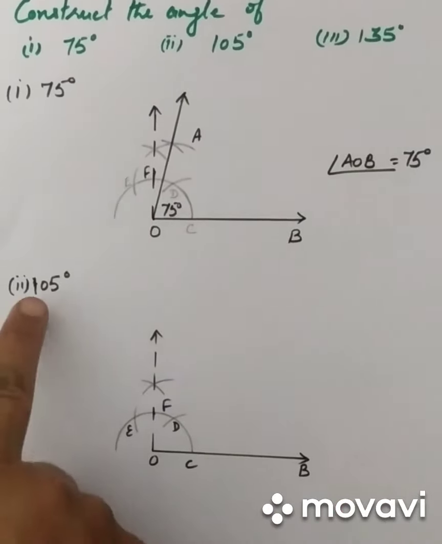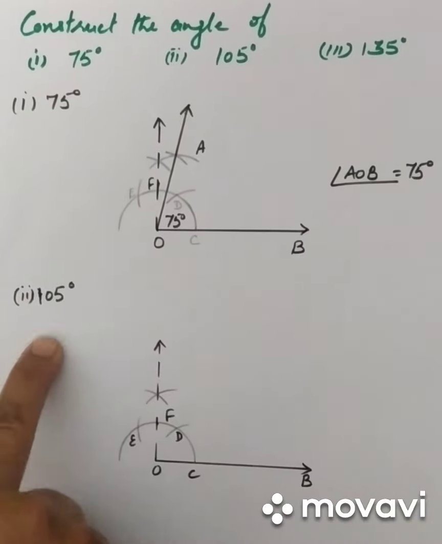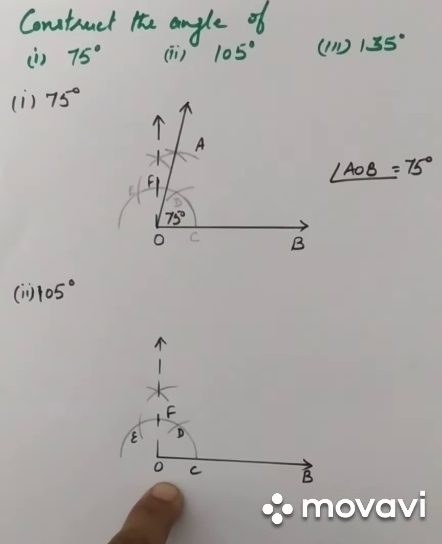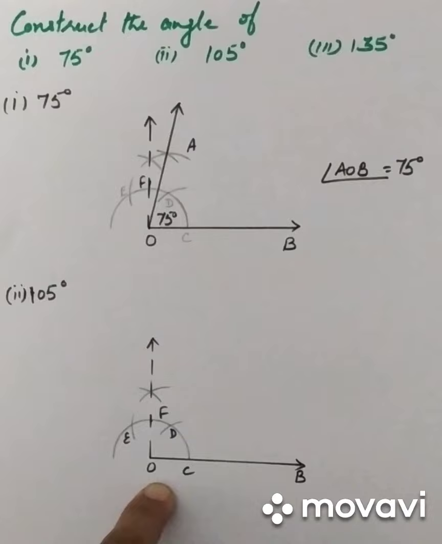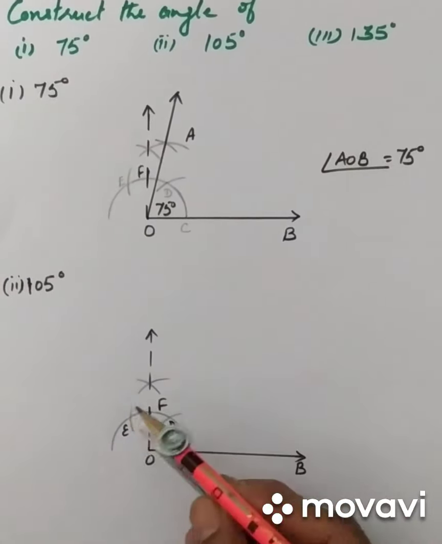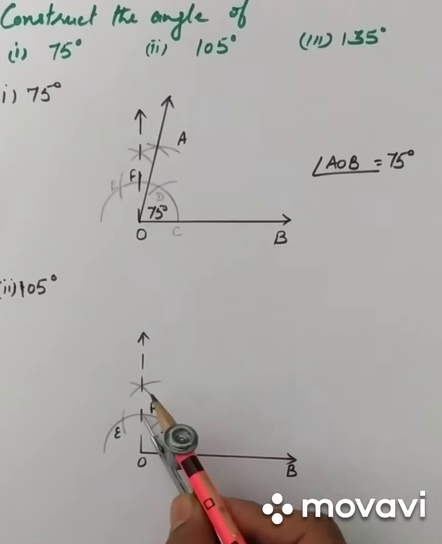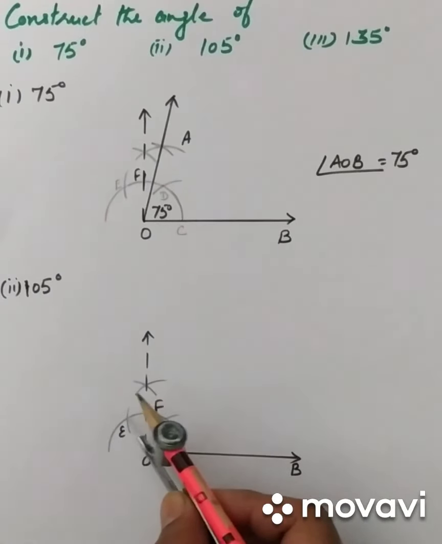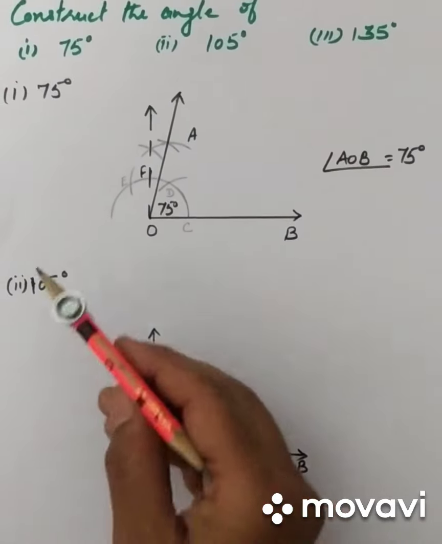Now students, 105. Now for 105, once again we have to construct the angle of 90 degree, right? Now after constructing the angle of 90 degree, you have to draw 105. As you know, this is the arc of 120 and it is the point for 90 degree. In between 120 and 90, we have to construct 105.